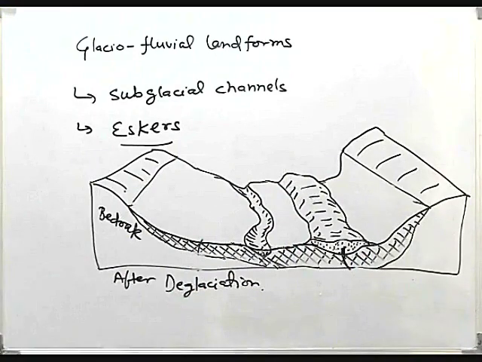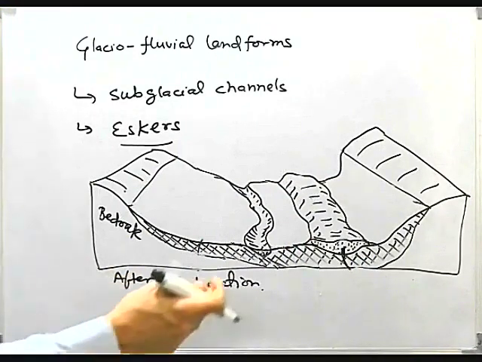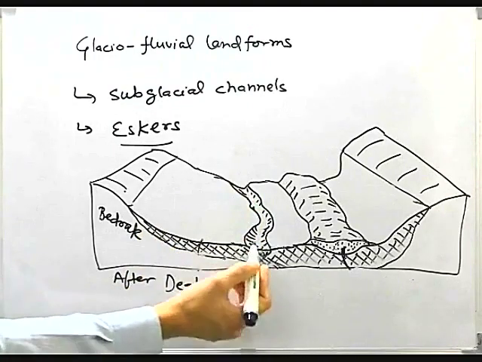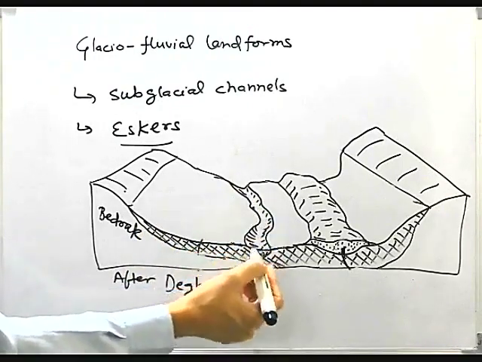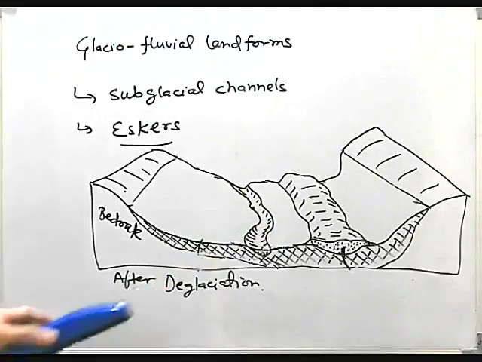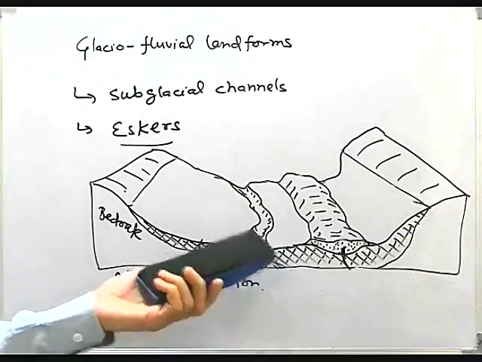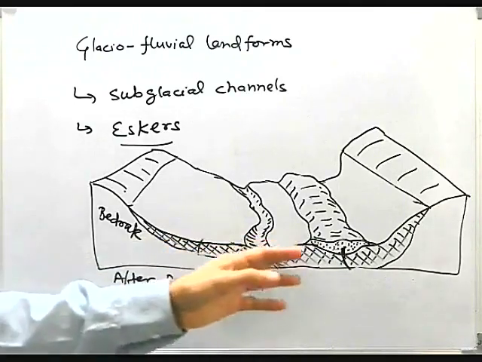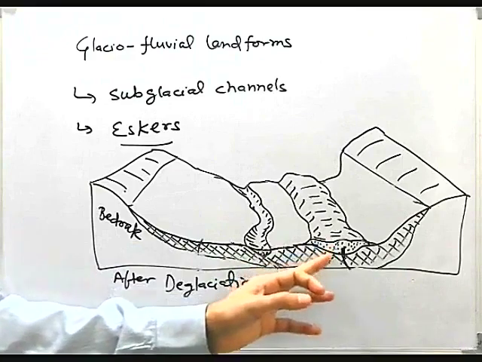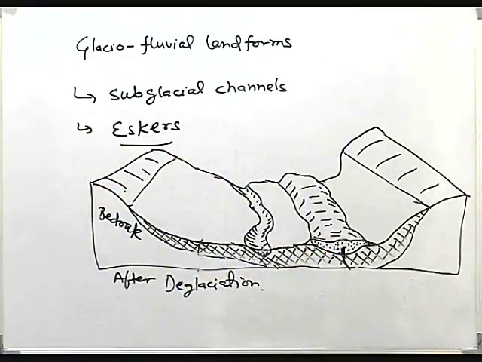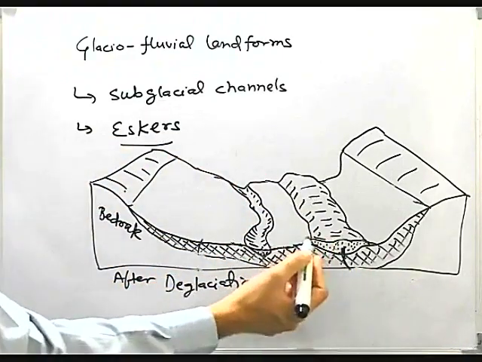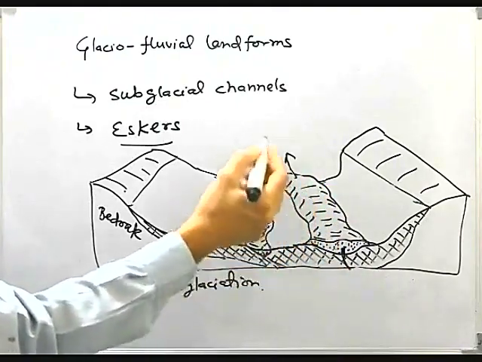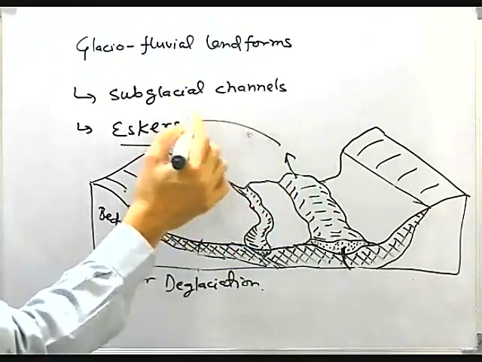after deglaciation, what we see here is that those channels where the sediment was not large enough still remain depressed in the form of channels. They are preserved in the post-glacial landscape as subglacial channels, while those subglacial channels which were filled with a lot of sediments, after deglaciation these sediments collapsed on their sides and led to the formation of an elevated ridge which is long and sinuous, which is known as an esker.